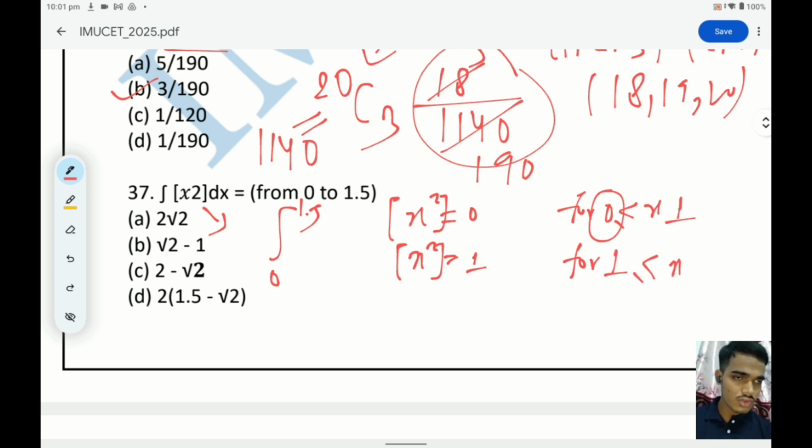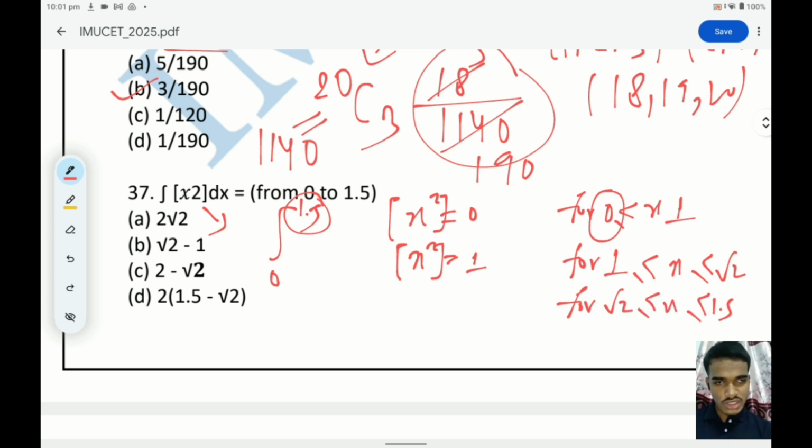Now the greatest integer function of x squared will be 1 when we take x from 1 to root 2. Why root 2? Because if x square is between 1 and 2, then x is between 1 and root 2. It means the value of x should be between 1 and root 2. Similarly, we want to go till 1.5, and root 2 is 1.414. So for root 2 to 1.5, the greatest integer function of x squared will be 2, because this is the value of x, so the value of x squared will be 2.